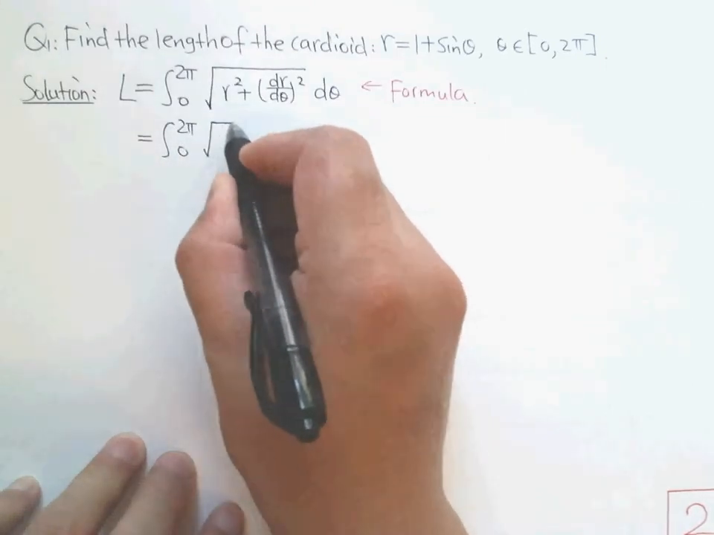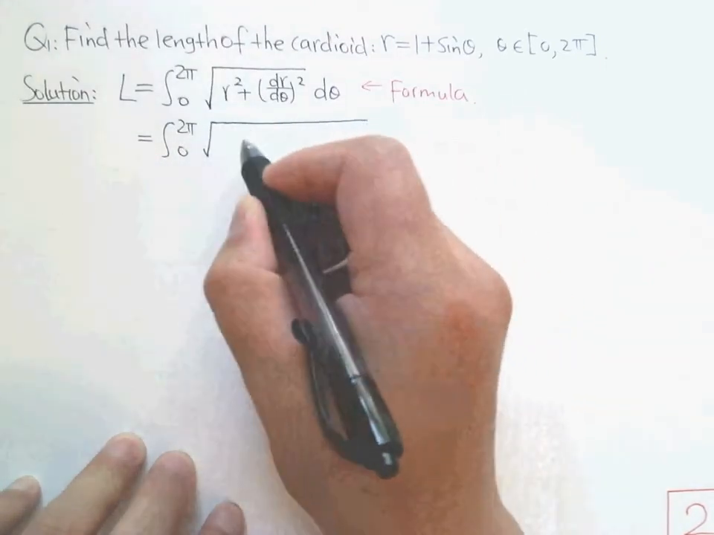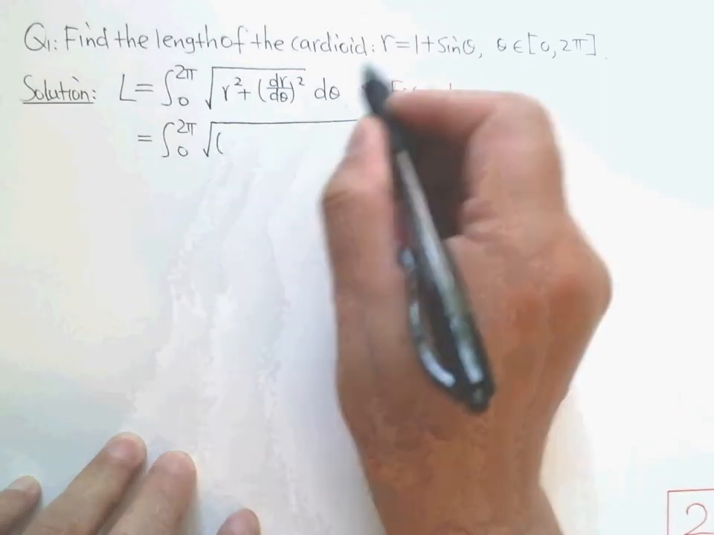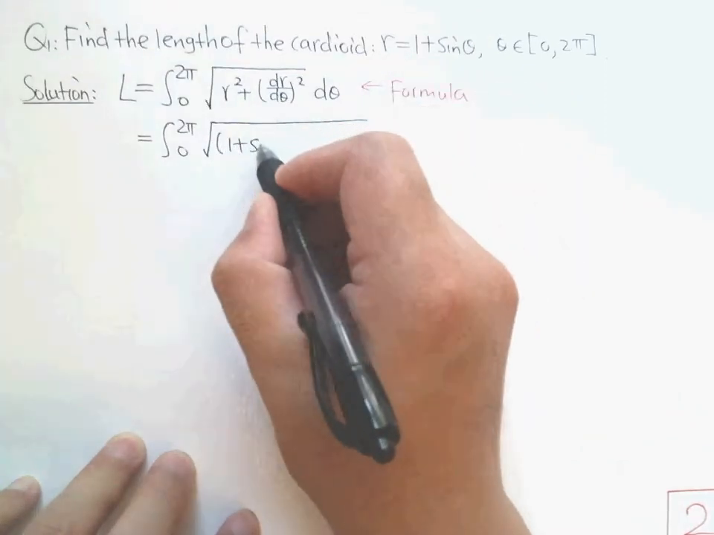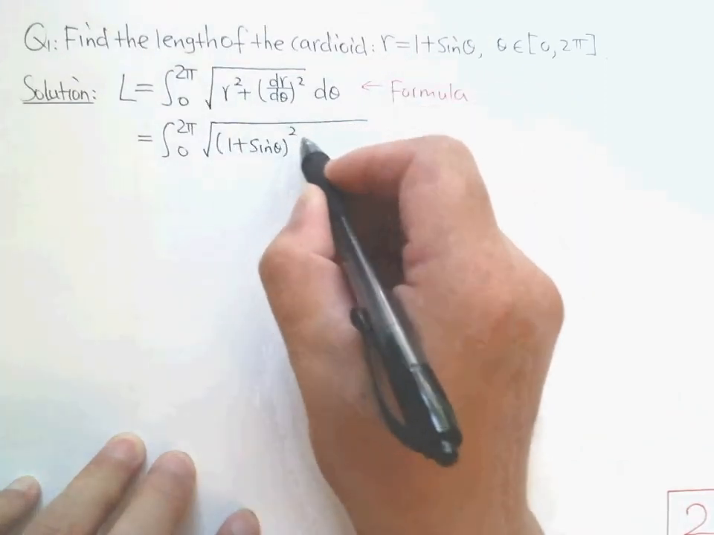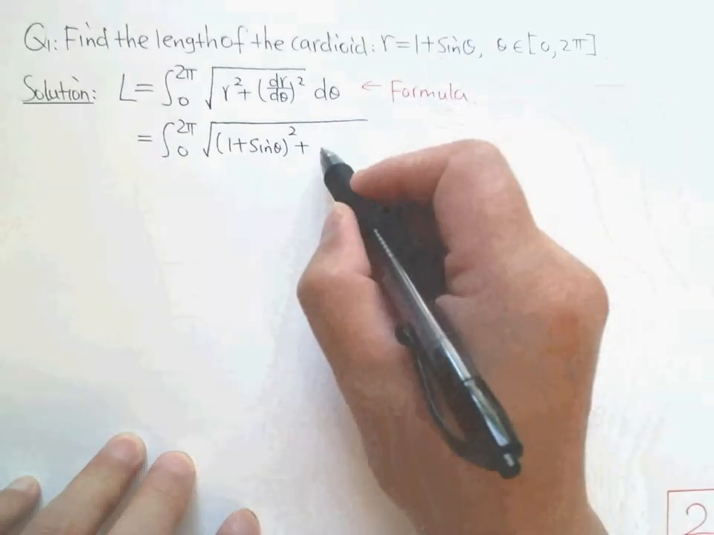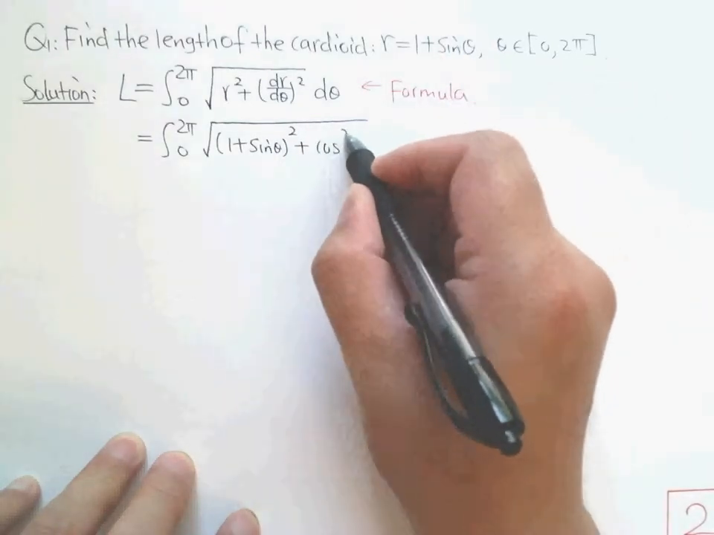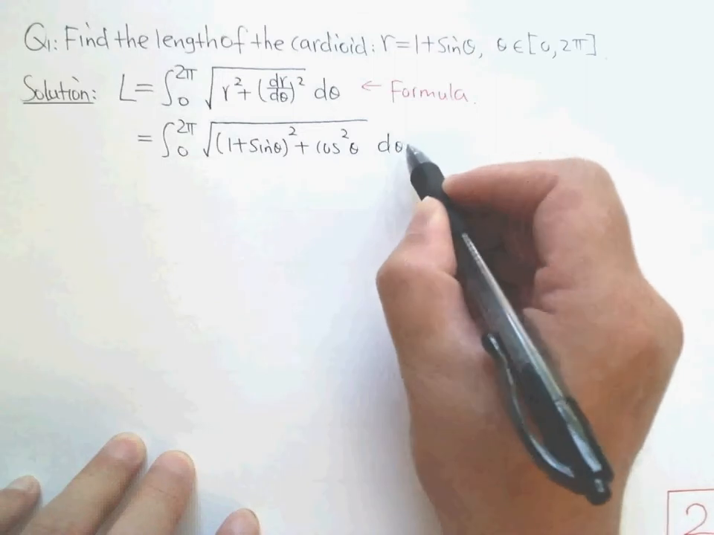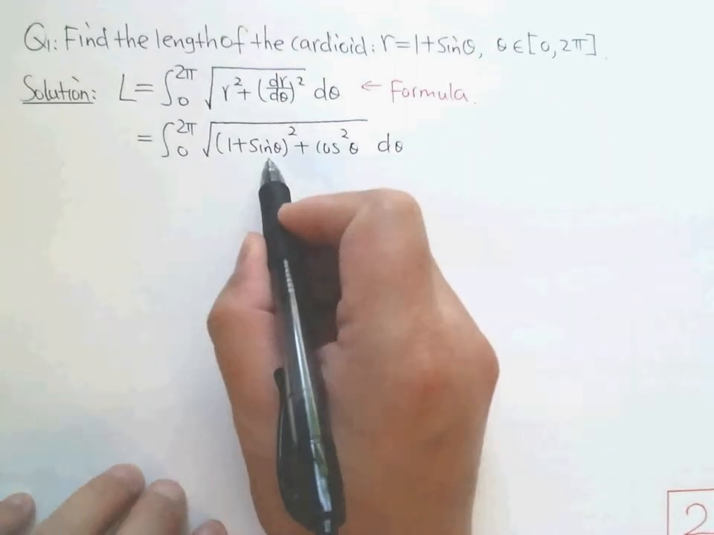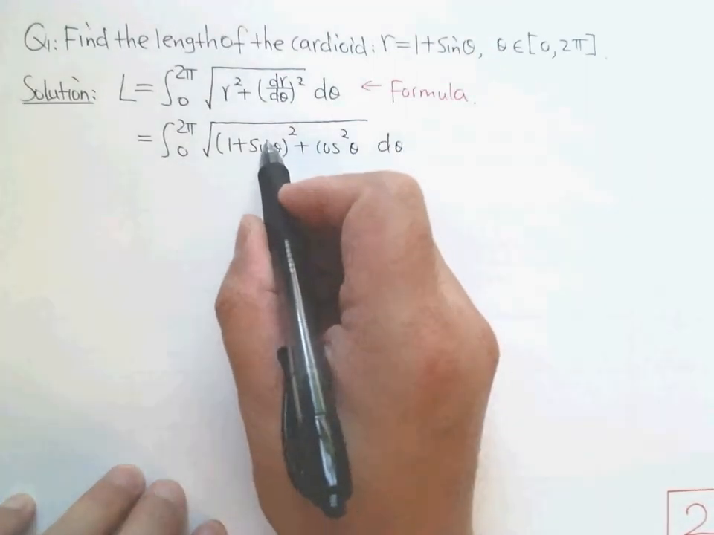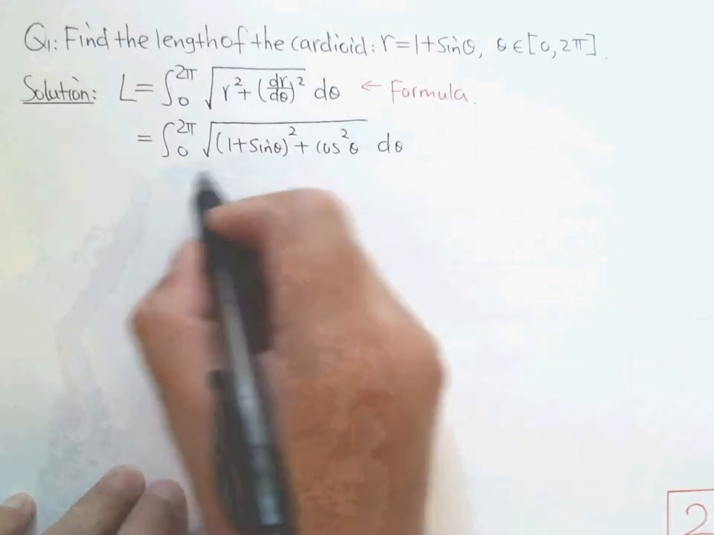Okay, I put it here a little bit longer. The first r is 1 plus sine, so 1 plus sine theta square. Take a derivative, it is cosine, so it's a cosine square d theta. And now this is the perfect square. We expand the parentheses.